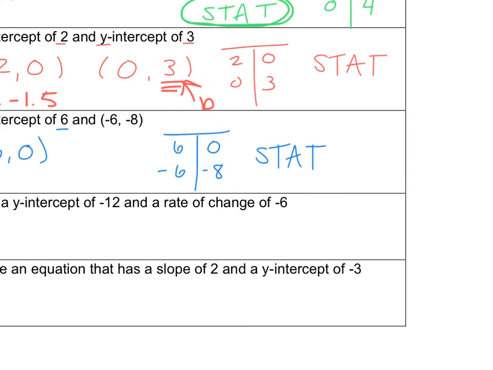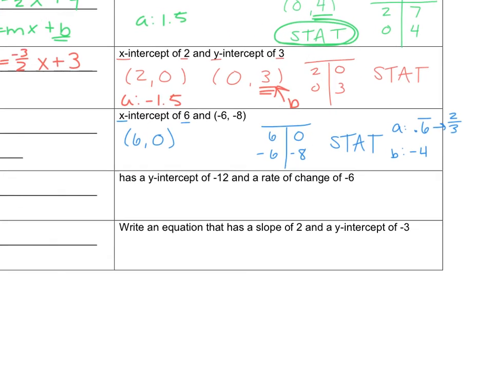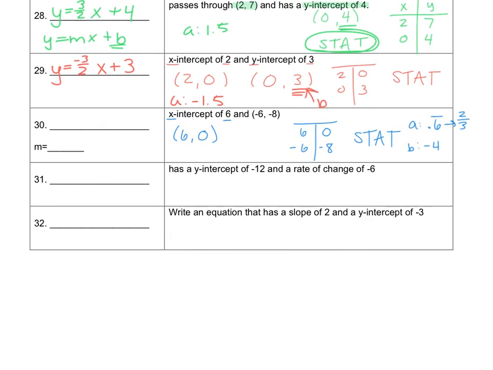And with stat, you get that a value as 0.6 repeating, which we're going to turn into a fraction using math enter to get 2/3. Then we get a b value of negative 4. That's going to help us with writing that equation. So I've got slope of 2/3. My equation is going to be y equals 2/3 x minus 4.